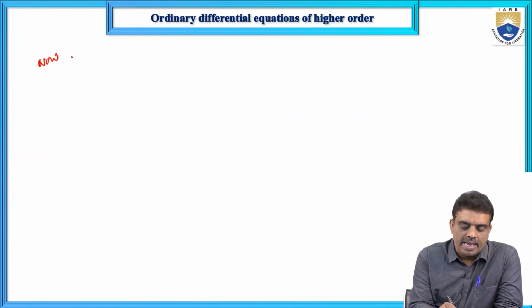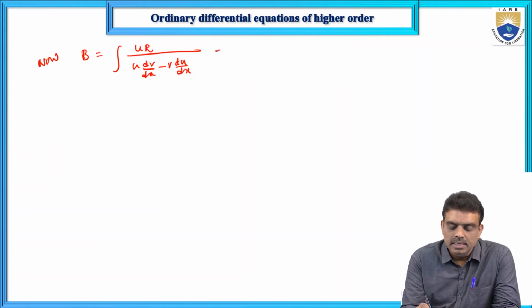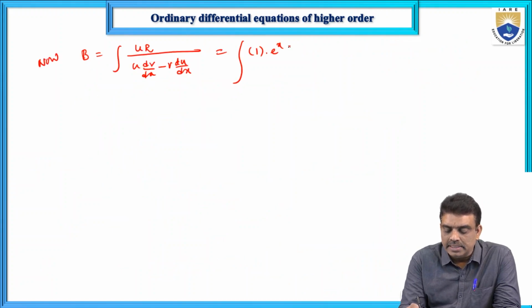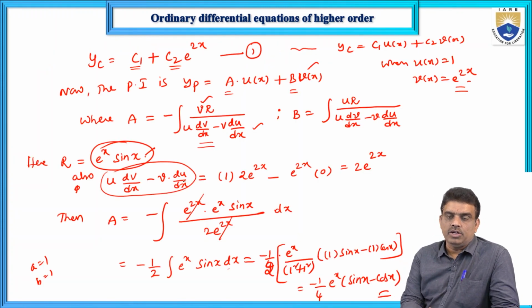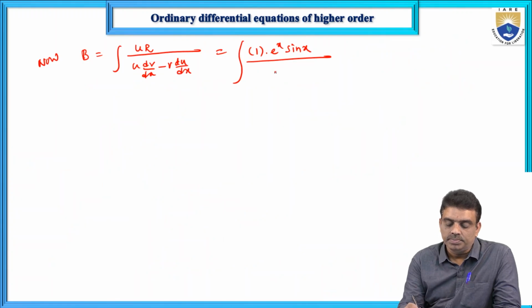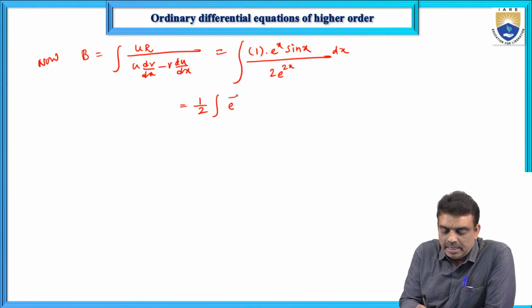Now, the value B is equal to integral u r by u dv by dx minus v du by dx. What is u? U of x is 1. What is r? R is e power x into sin x, by the denominator value u dv by dx minus v du by dx, already calculated as 2 into e power 2x, of dx. On simplifying the values and on integrating, what you will get? 1 by 2 into integral e power minus x sin x dx.